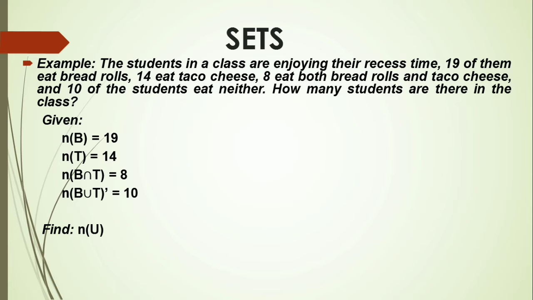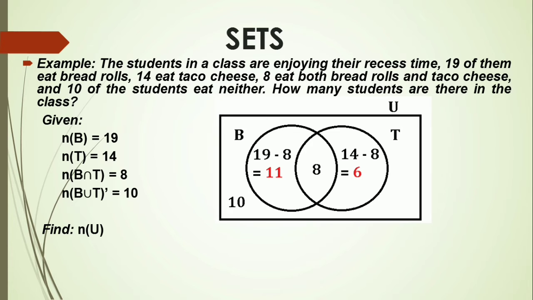Another way to solve word problems regarding sets is by using a Venn diagram. This is the representation we have of the problem. As you can see, there are numbers that are subtracted by 8. As I said earlier, this is because the number of students in the intersection is already present in both set B and set T. The number of students who eat only bread rolls is 11, while the number of students who eat only taco cheese is 6.